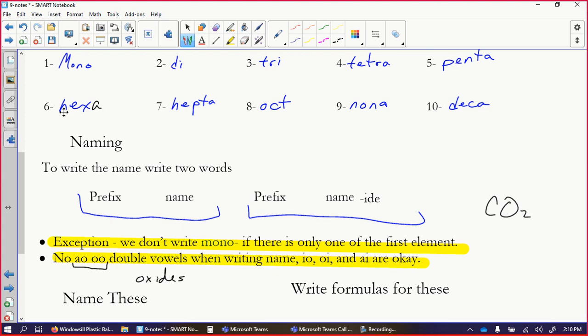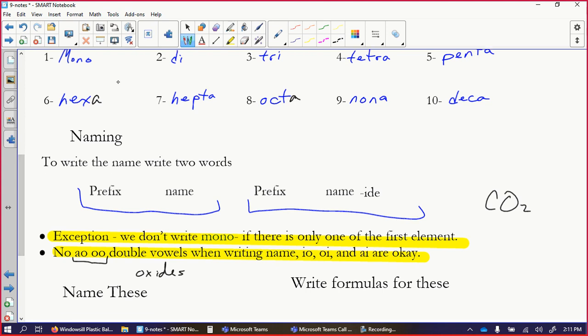Tetraoxide, pentaoxide, hexa, hepta, octa, or like I've said, carbon monoxide, because we don't want to have monooxide. It's just, my guess is it's a language thing, but it's formally wrong. So the tri and the di are fine because dioxide, and A's and I's because we have iodine.